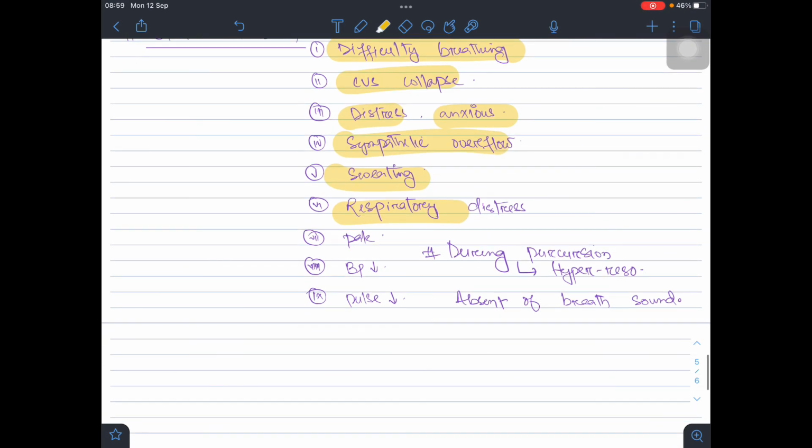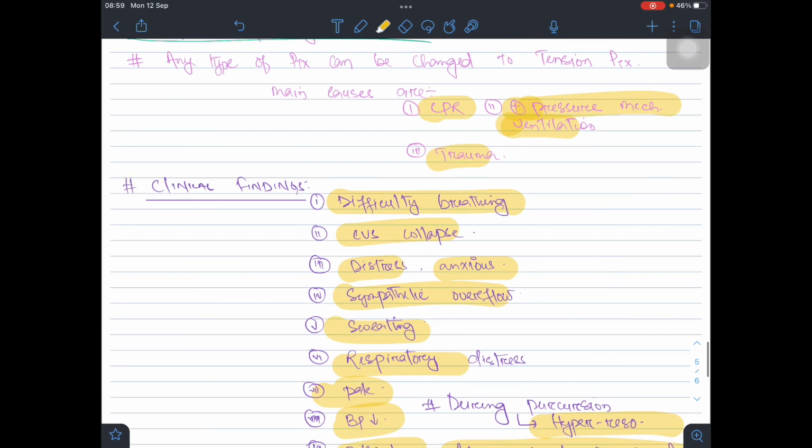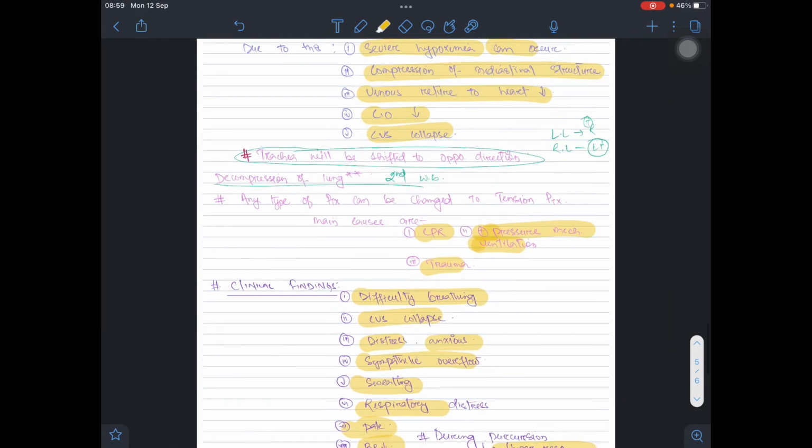The patient will be very pale, BP will be low, pulse rate will be decreasing. When we do percussion, hyper resonance can be seen, and the absence of breath sounds will be observed in this type of patient. So I think this makes it clear.